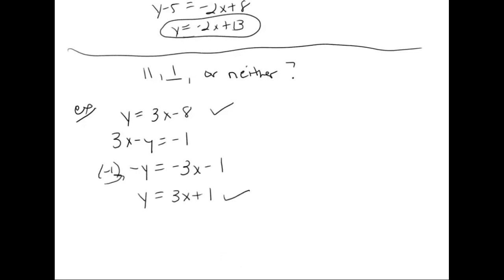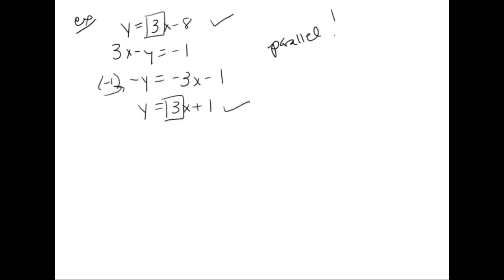All right, now it's in y-intercept form. Now we can evaluate the slopes. Check your slopes and see, are they the same? Are they negative reciprocals? Are they neither? Of course, in this case, they are the same. Therefore, our lines are parallel. Okay, I'm going to do one more like that.